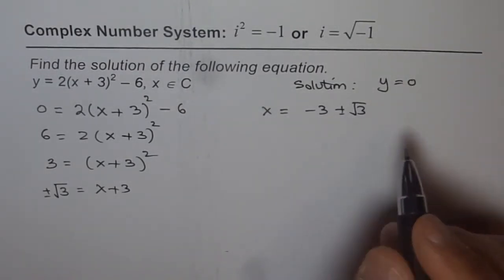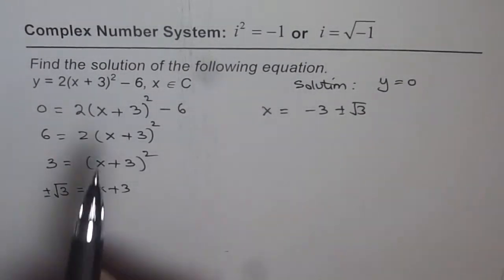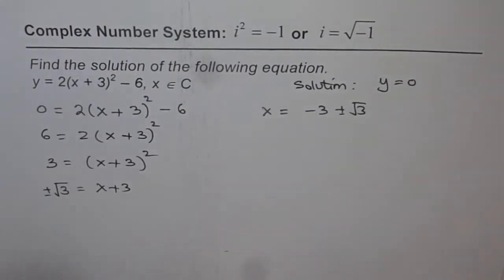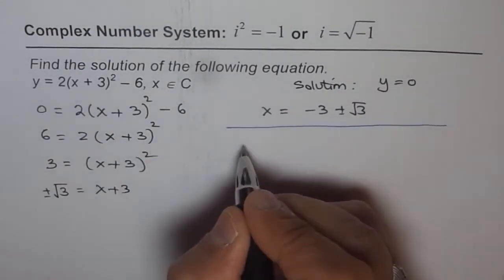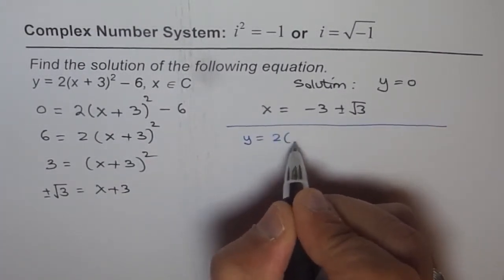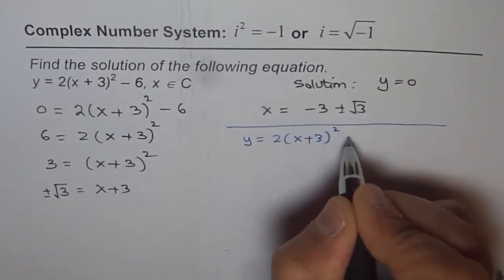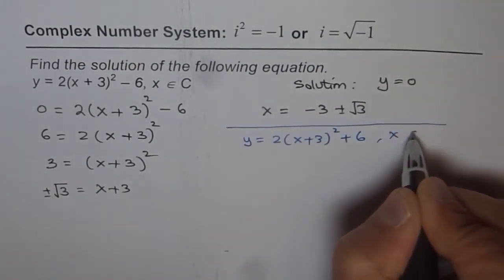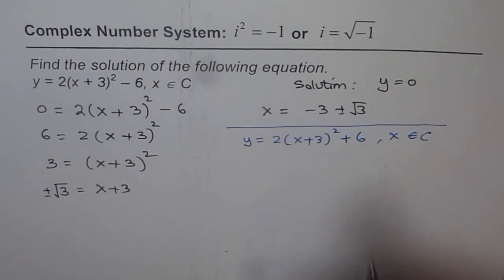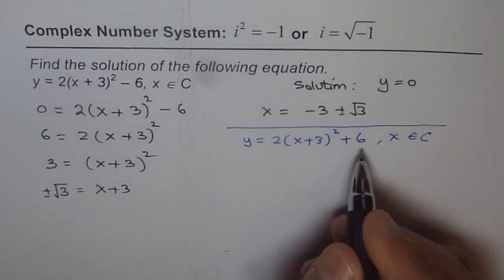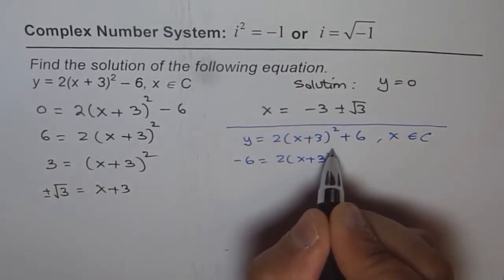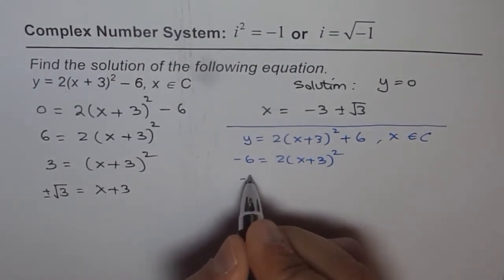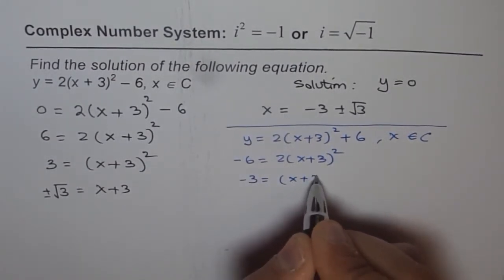Now, as an added exercise, you can change the sign to positive and find the solution. Let me write down that question here and continue with that. I'll change the question and write y equals 2 times (x plus 3) whole squared plus 6 this time, where x belongs to complex numbers, correct? Now if I take away 6 from both sides, I get minus 6 equals 2 times (x plus 3) whole squared. If I divide by 2, I get minus 3 equals (x plus 3) whole squared.